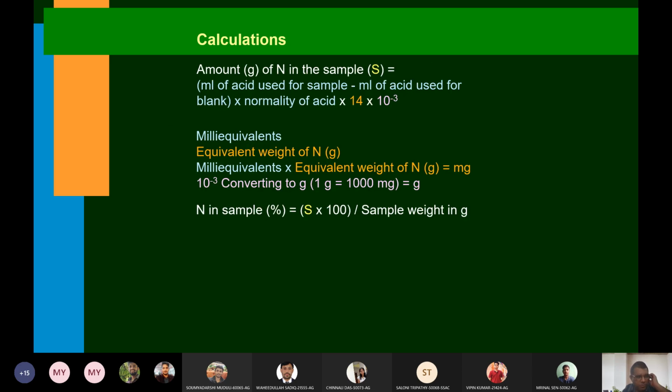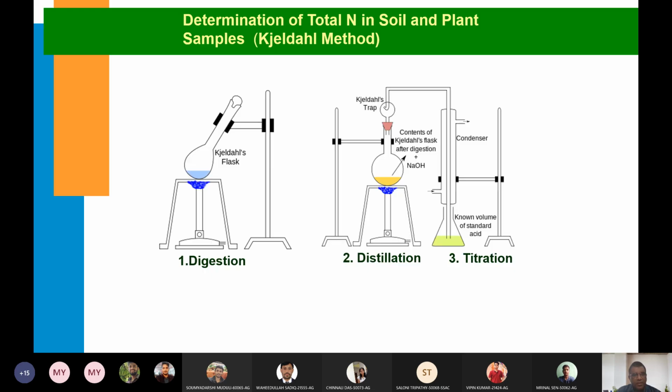So now you can see this picture. Digestion was done, distillation was done, and then you go for titration. Here, titration is done in burette. So burette is not shown actually here. But you do normally this titration with the help of burette.